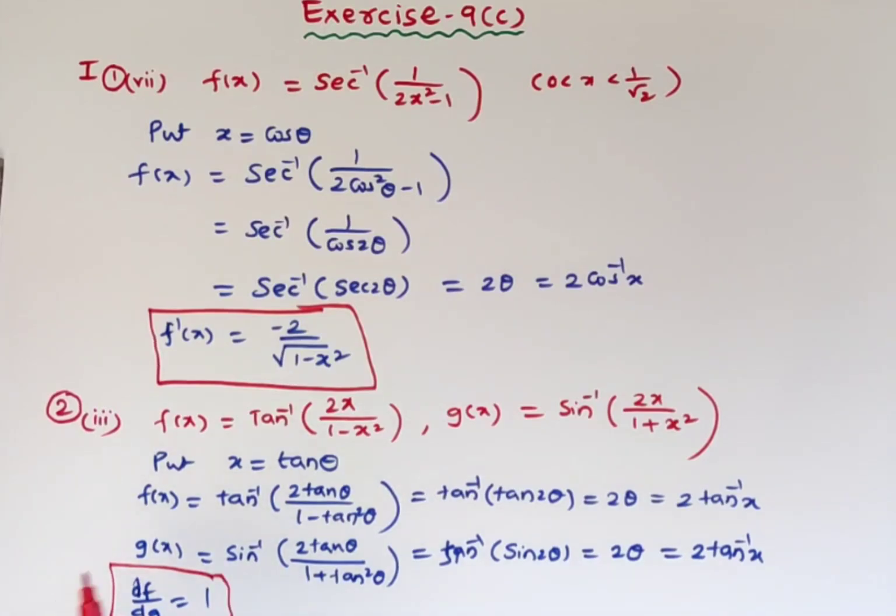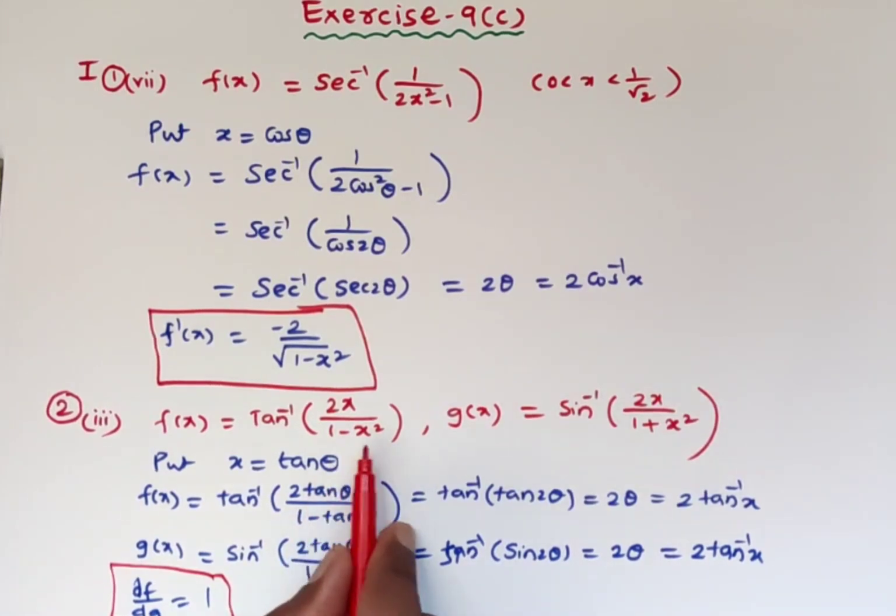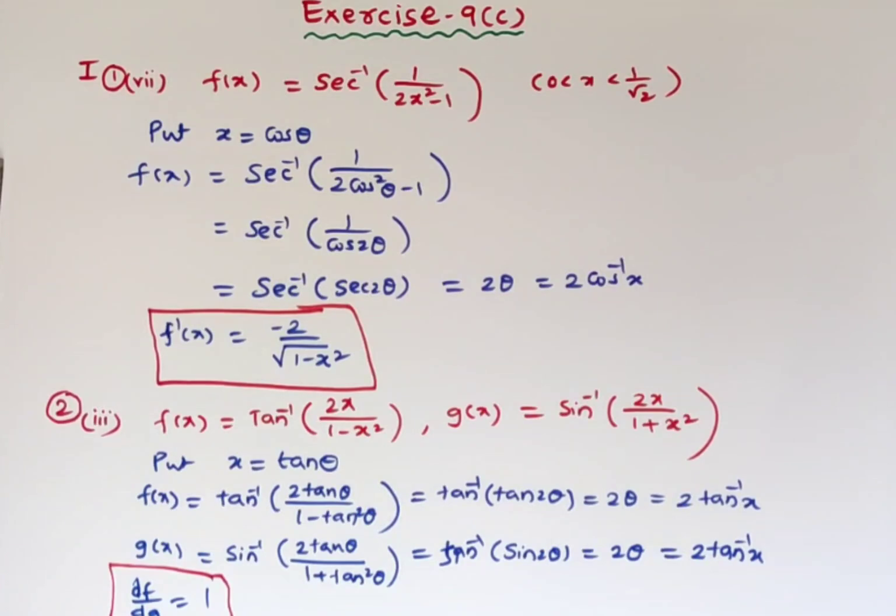Why? Since the functions f and g are the same, the derivative is the same. And this is the restriction: 1 minus x square is between minus 1 and plus 1 only. If x equals 1 or minus 1, then it will be undefined. So the restriction is minus 1 to plus 1, if x lies between minus 1 and plus 1.